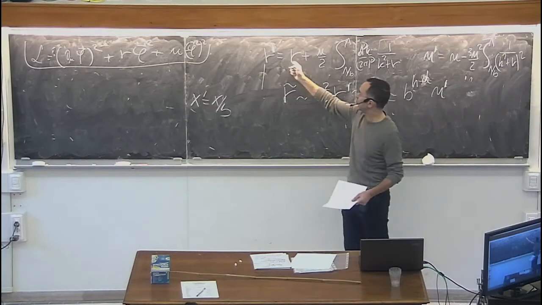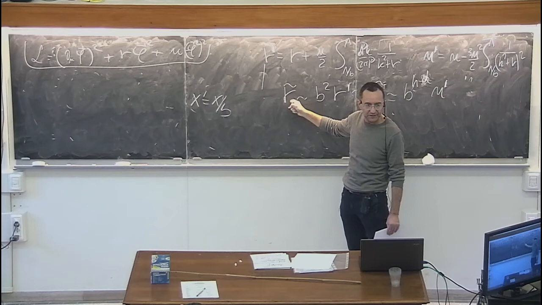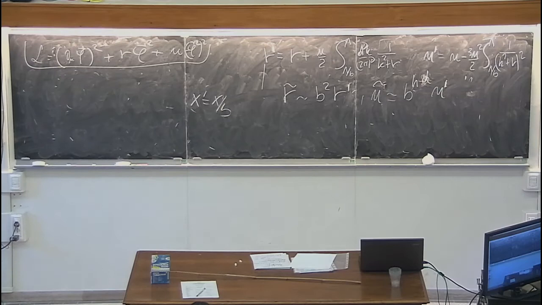integrating over a shell, and then we rescale to tilde r, tilde u. And this is the RG transformation associated with the blocking variable b. This is the definition of this scheme. Now we want to study the flow of the couplings under this RG transformation. That's the definition of the RG step.